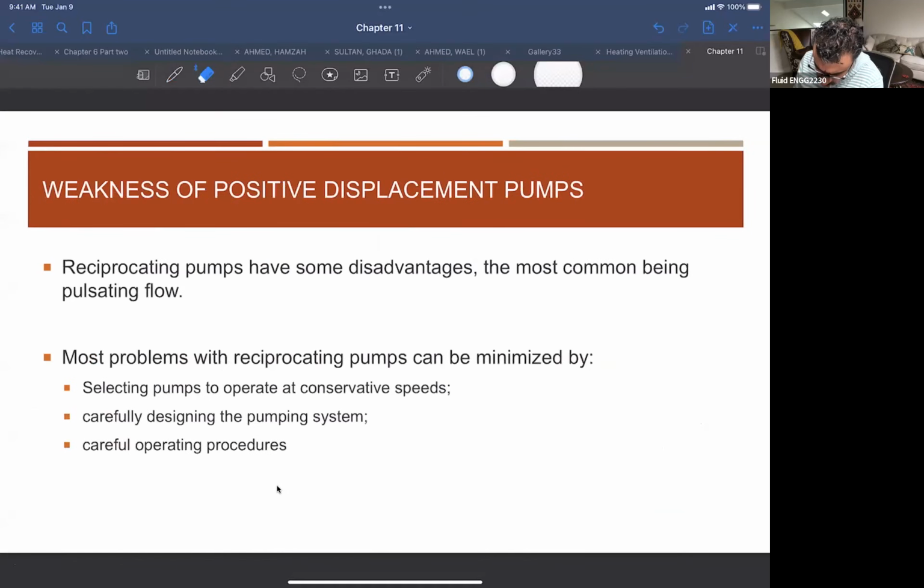Okay, so we also have to be careful when designing this system. If you have a complete shutdown of the delivery side of the pump, you have to really protect the system with a safety valve that opens when the pressure exceeds a certain limit, because while this pump is operating, fluid has to move out, okay?